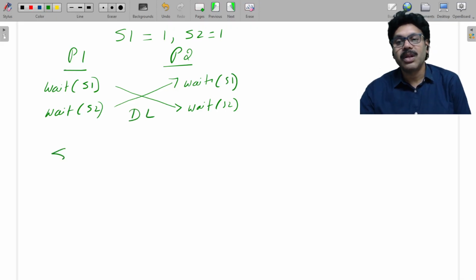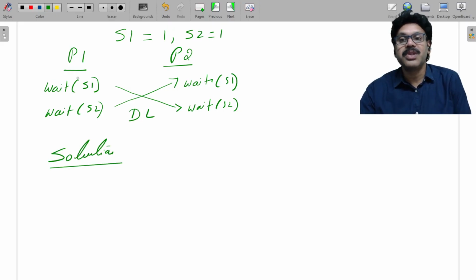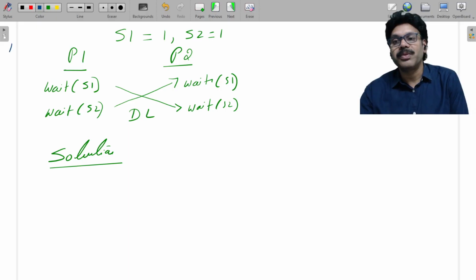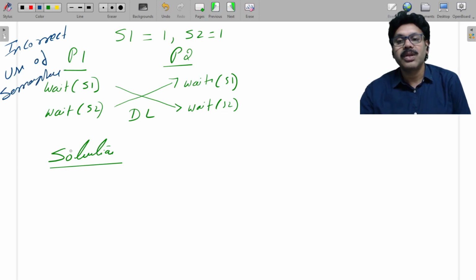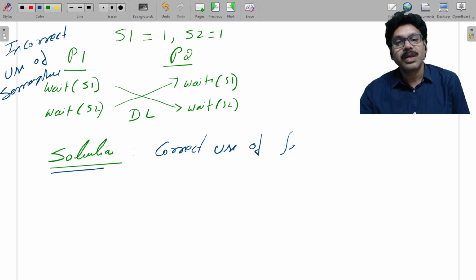So what is the solution? The correct solution is that the ordering of semaphores is very, very important. This is improper use of semaphore. This is an incorrect use of semaphore. So what is the solution? The solution is correct use of semaphore. How do we use semaphores correctly? It's nothing but an order you have to follow. What is the order? P1 and P2.